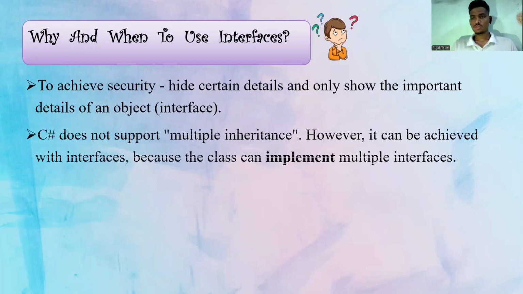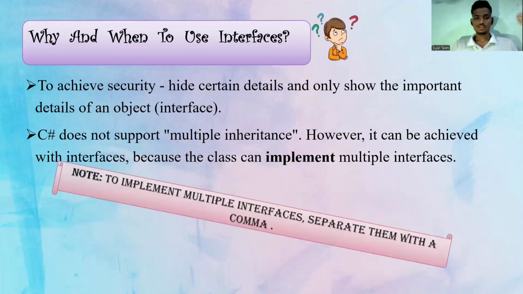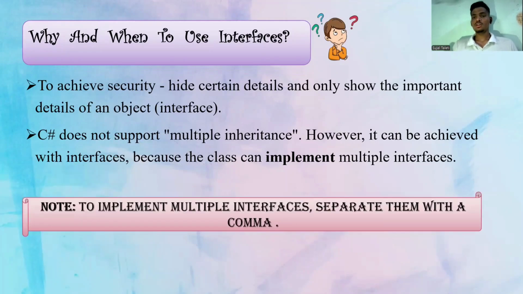Then C# does not support multiple inheritance, but to achieve multiple inheritance in C#, we can use interfaces. Then the note is to implement multiple interfaces, which means more than one interface we have to implement, separating them with a comma.